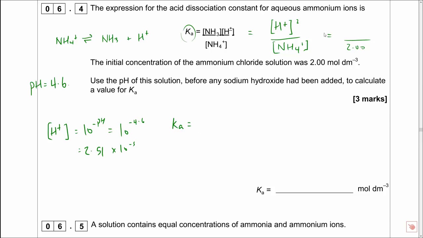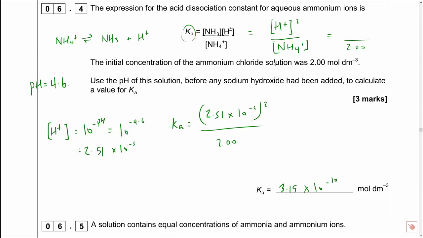So I would then say, right, Ka is going to be, and I'd make sure you've drawn this clearly. I'm showing it all here, so it's nice and obvious. Ka is equal to 2.51 times 10 to the minus 5 squared, divided by 2, and you get a final value there of 3.15 times 10 to the minus 10.